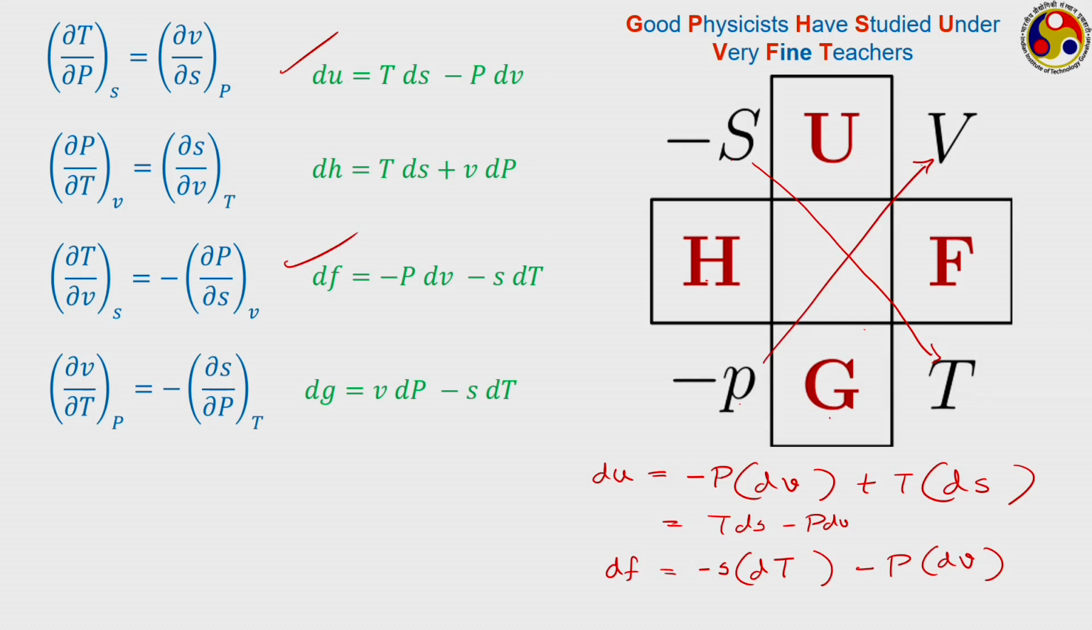Can you work out anything else following the same pattern? So, if we want to write say for dG, what will it be? For G you have to identify both the opposite corners. So, opposite corners are V and S or minus S. So, you will have V into d of something minus S into d of something. For V, what will be there? Opposite to V is minus P. Now, while writing differentials we do not consider the minus sign. So, it will be V dP minus S dT, which is this expression. So, this is how we can make use of the square to develop the expressions for all these 4 Gibbs equations.